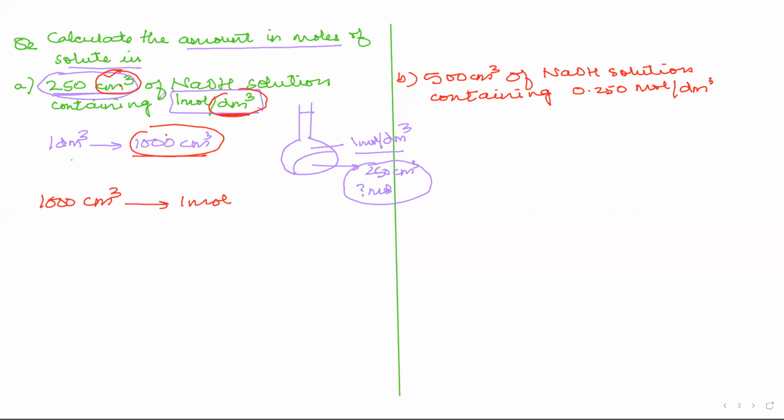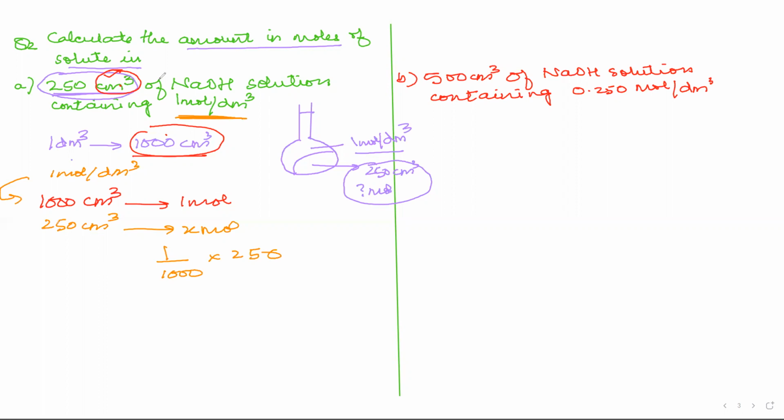What I have done right now is I have just decoded this concentration. Instead of 1 mole per dm cube, I have decoded it in this particular form, that 1000 cm cube has 1 mole. Now on the basis of ratio or the unitary method, if 1000 cm cube has this many moles, then the amount which I'm extracting, which is 250 cm cube, will have X number of moles. So we'll be dividing 1 by 1000 and multiplying by 250 cm cube.